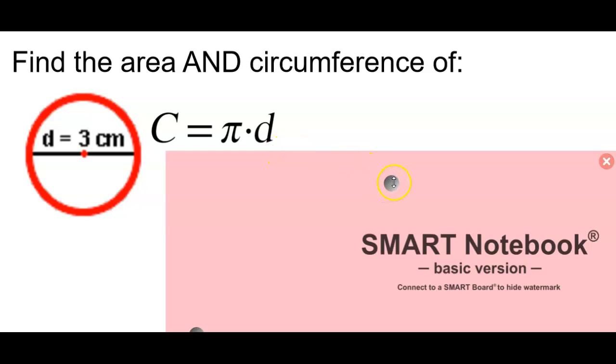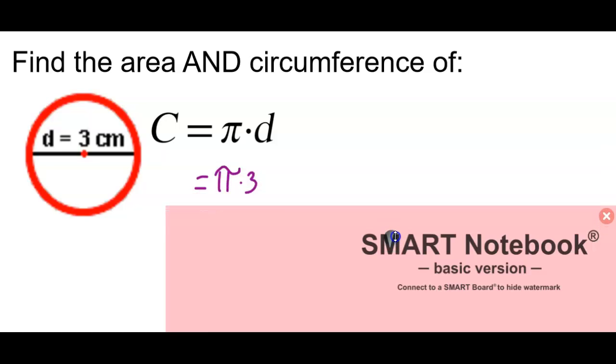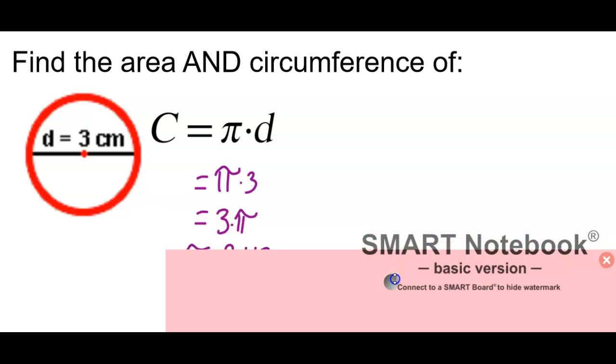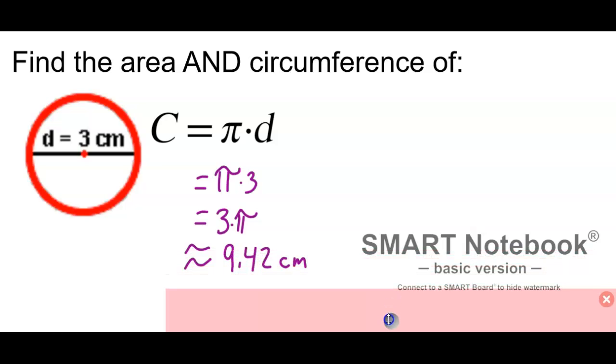So it's just plug and chug. Pi times, what's my diameter? 3. Pi times 3. My exact answer would be that, but I would write my 3 first because we always write our number before our variables. And then for my approximated answer, I would take the 3 and multiply it by the pi button on the calculator and get 9.42 centimeters. Centimeters, not centimeters squared, because this is circumference.